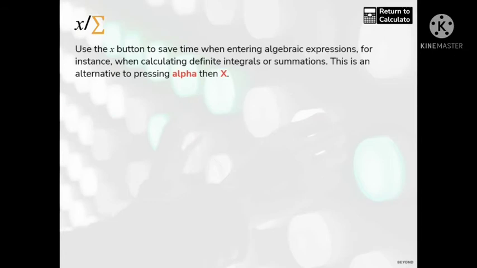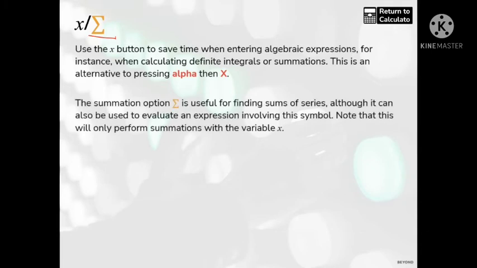The sigma button. That one will give you summations, that one in gold there. The black one you use for things like definite integrals and summations, and for solving algebraic expressions, that kind of stuff. We'll be using that.